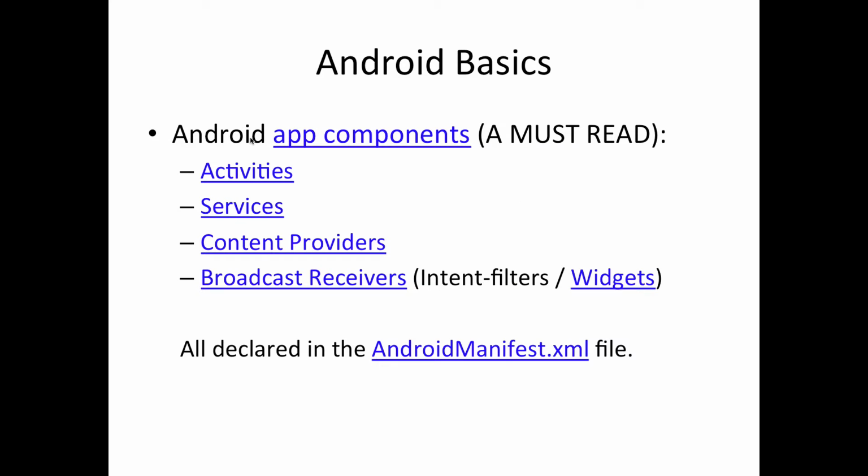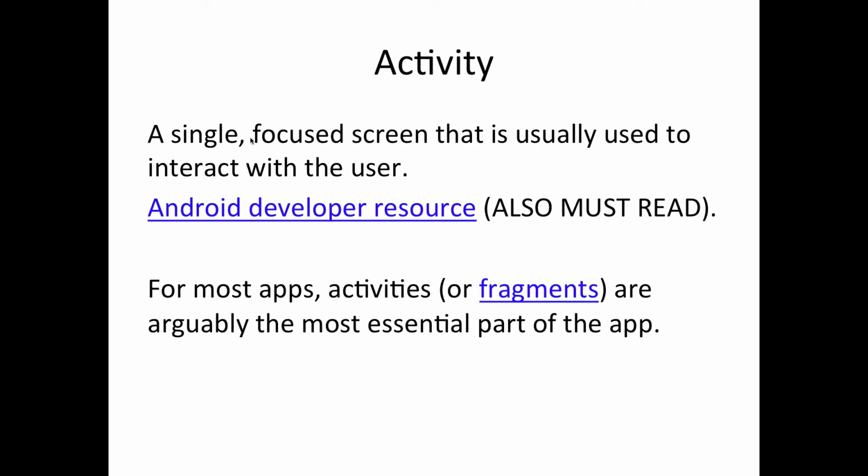So, right. Out of all of those four components, the only ones we'll be going through are activities. Services, content providers, and broadcast receivers are used, but not as often as activities. And arguably, activities are the most important component. An activity is a single focused screen that is usually used to interact with the user. This is what you see, this is what you work with.